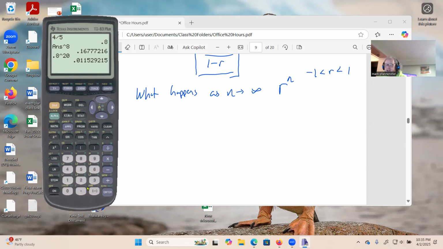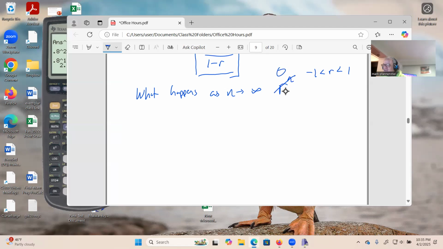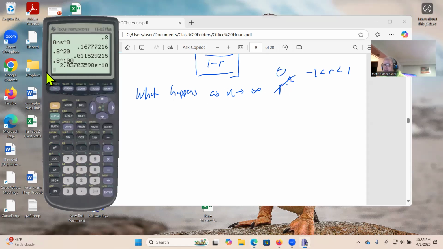If I take this 0.8 and raise it to say the 100th power, because now we're getting there, it's 2.037 times 10 to the -10. There's 10 zeros before this. So every time I'm taking this to a bigger and bigger power, this R to the N, the limit for this, is actually going to go to 0. Okay, so we can go ahead and deal with it that way.